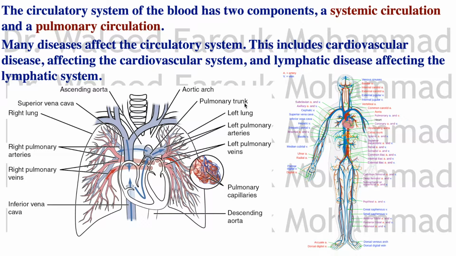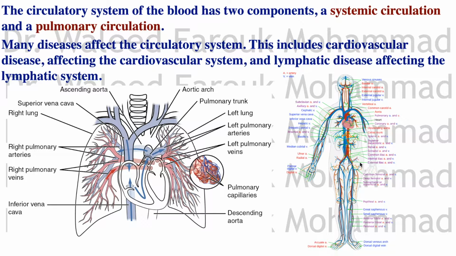The circulatory system has two types of circulation: systemic circulation and pulmonary circulation. They call the systemic the major circulation, and they call the pulmonary circulation the minor circulation. The cardiovascular system is prone to many diseases, either affecting the cardiovascular system or the lymphatic system.